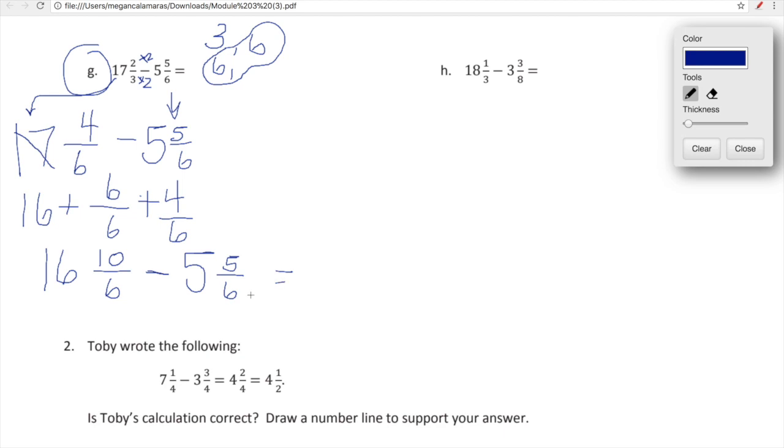So let's see how this looks. 16 from 5, that's going to work. 10 from 5. Okay, cool. We're all good. 16 minus 5.